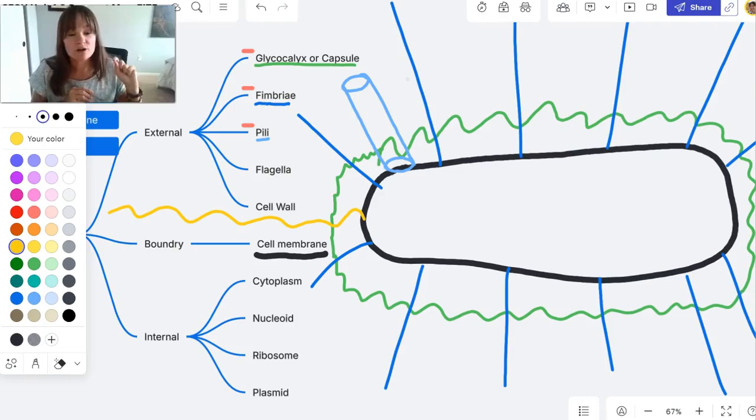But what's the goal? I want you to know that the flagella sticks out very long and is an external structure that helps the bacteria move. Okay, so let's highlight flagella there.